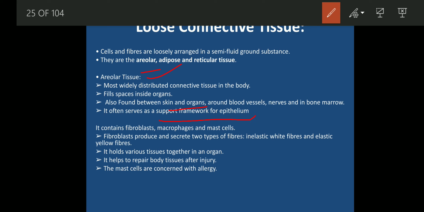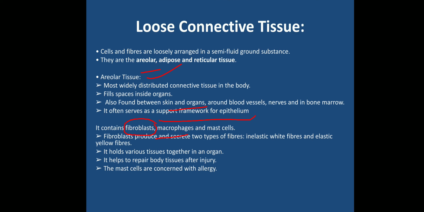It contains fibroblasts, macrophages and mast cells. Fibroblasts are those cells which are responsible for the formation of these fibers. The second one is the macrophages. Macrophages are a specific type of phagocytic cells. Phagocytic cells means that they will be responsible for killing the cells. They are irregular in shape and they are able to engulf any foreign particles.